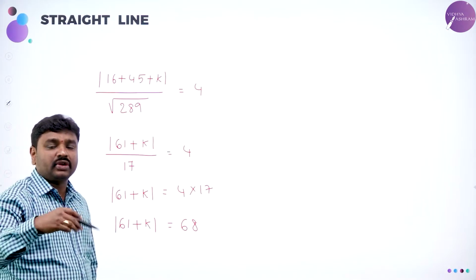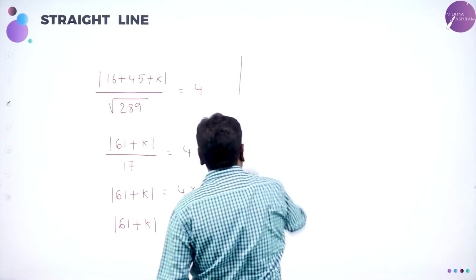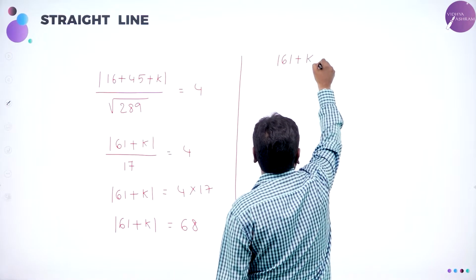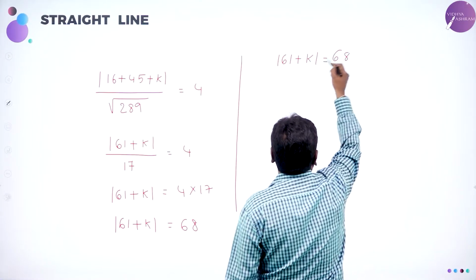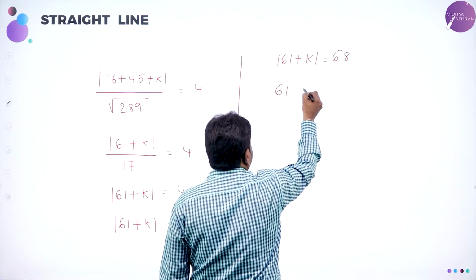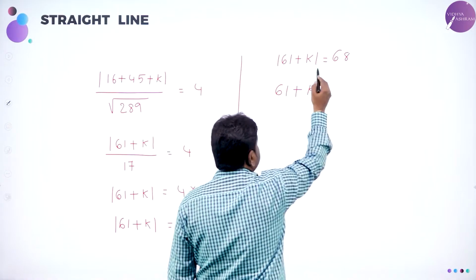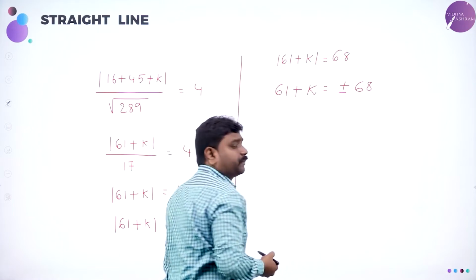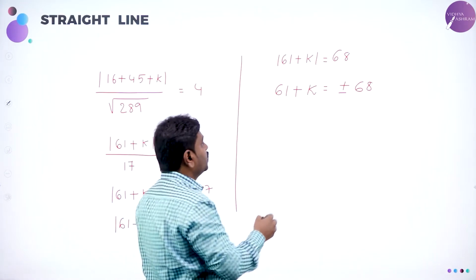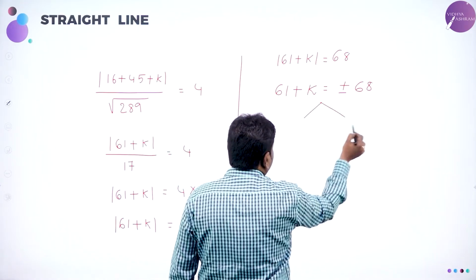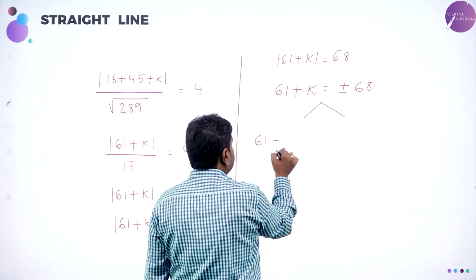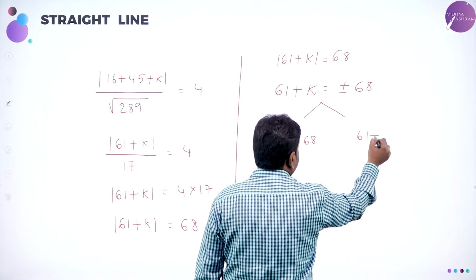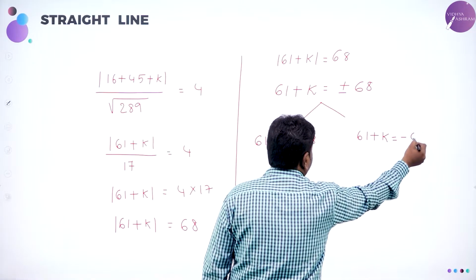See, modulus means when you remove modulus, on the other side you should put plus or minus. So modulus 61 plus K is equal to 68. If you remove modulus, it will be 61 plus K, and on the other side you should put plus or minus 68. Now solve for K. So split it into 2. 61 plus K, you take positive 68, and same 61 plus K, you take negative 68.